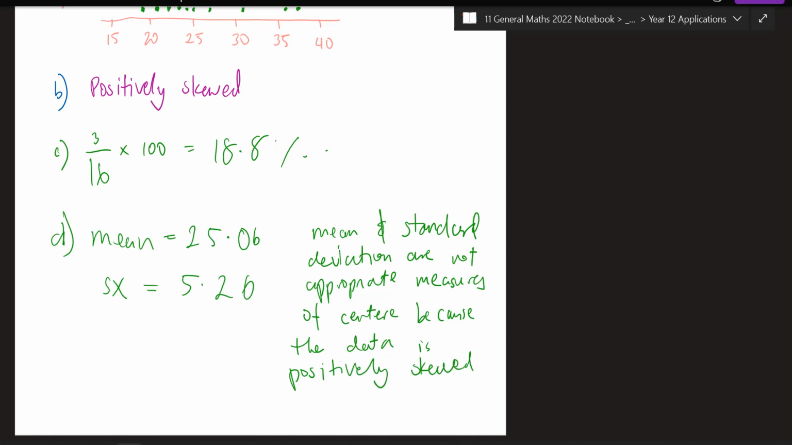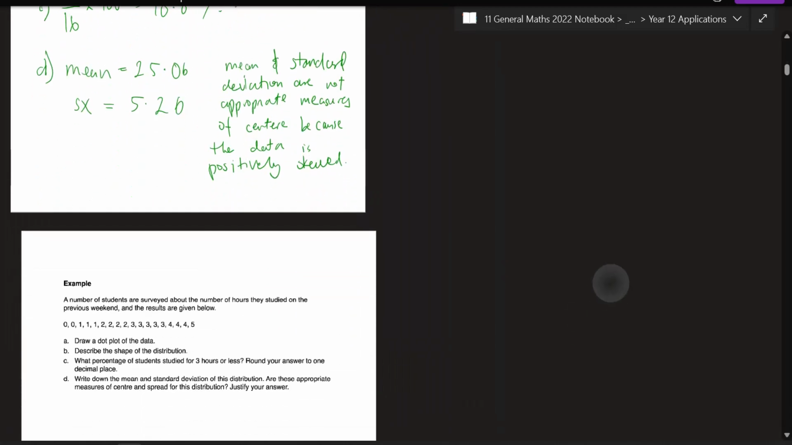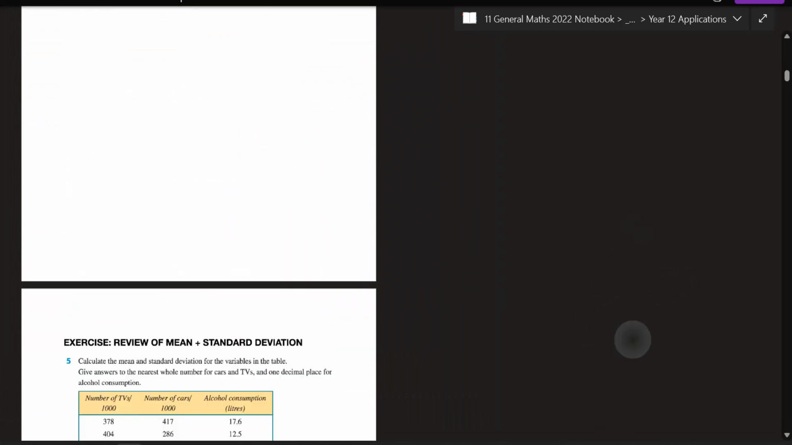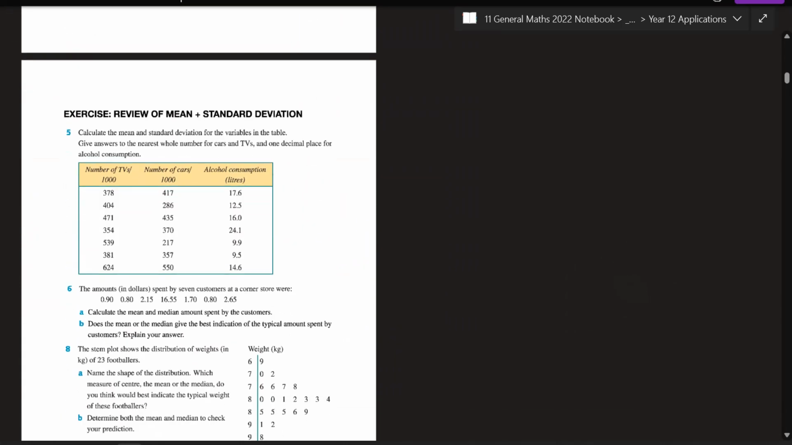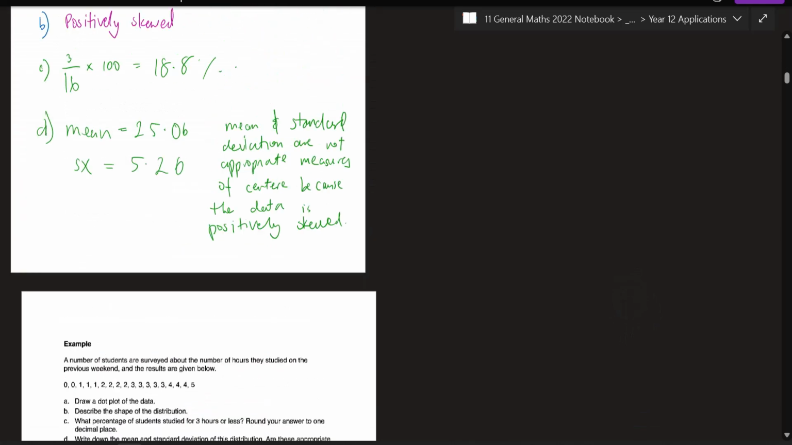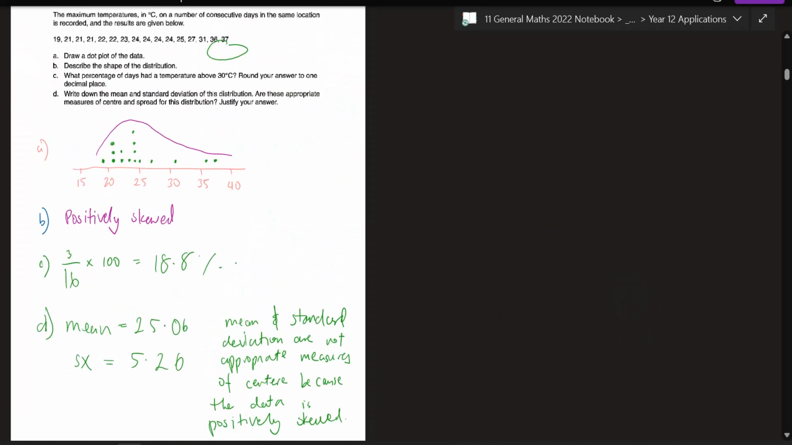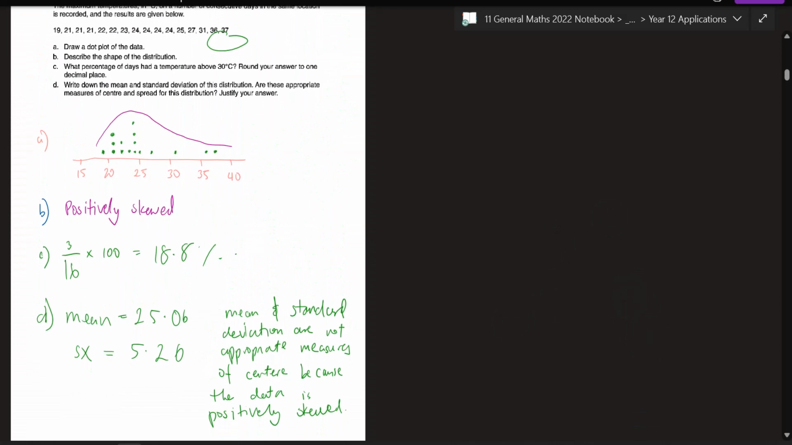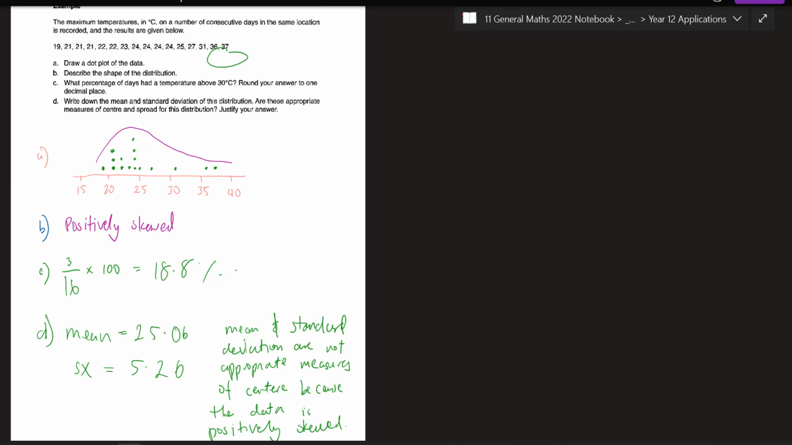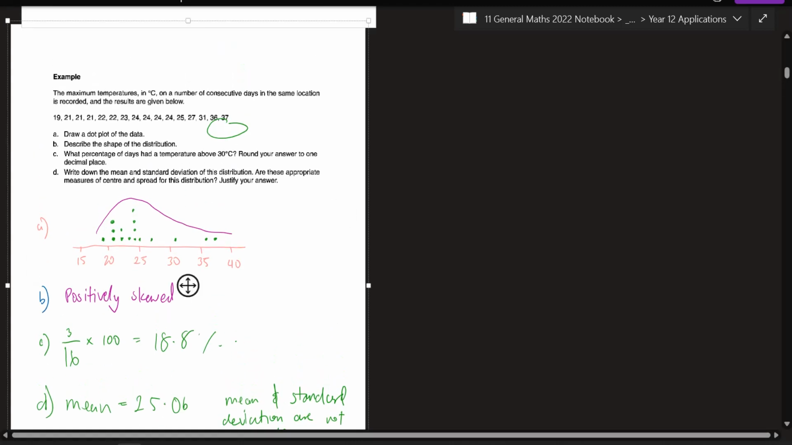Okay, so for mean and standard deviation to be a proper measure of center, your data has to be approximately symmetrical. And that's basically it. I won't go through this one because it's probably going to be similar, but the data is going to be symmetrical for this. So it only works if your data is approximately symmetrical or exactly symmetrical. So that's when you can use mean and standard deviation.